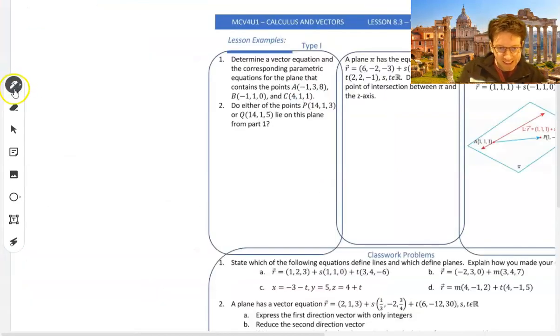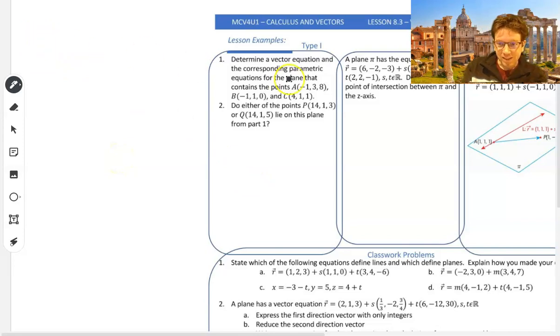Okay, so example problems. First example, number one. Determine a vector equation and corresponding parametric equations for the plane that contains, so in this case they're giving us 3 points. Now I said you can have 1 point and then you can create a line from the other two. Or you can create 2 lines, even better.